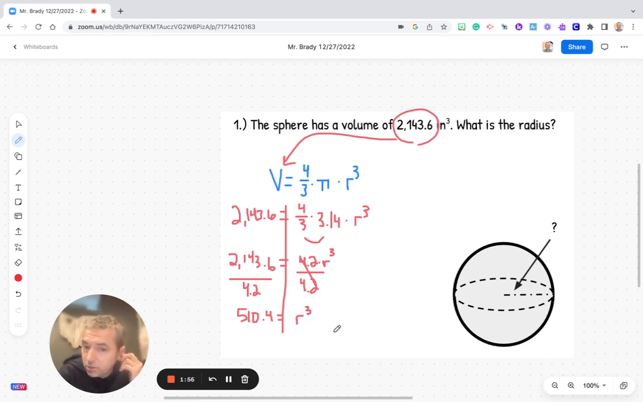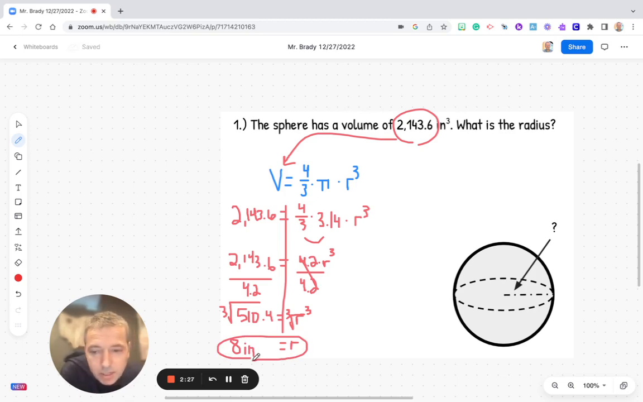Well, I'm not done. I still got to get rid of that cube, right? Well, the opposite of a cube is the cube root. Remember, the opposite of a square was the square root. Well, the opposite of a cube is the cube root. So I got to take the cube root of both sides. And when I do that, I get an r on this side, and I get like 7.99 something, which is basically 8, right? So my answer to this problem is going to be 8 inches.